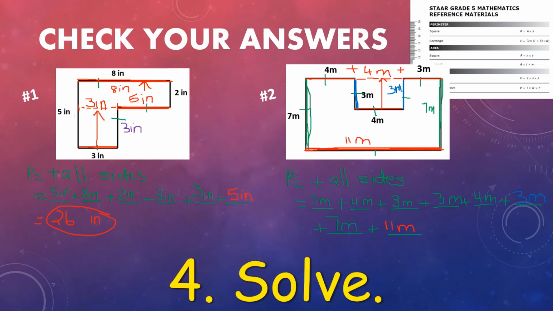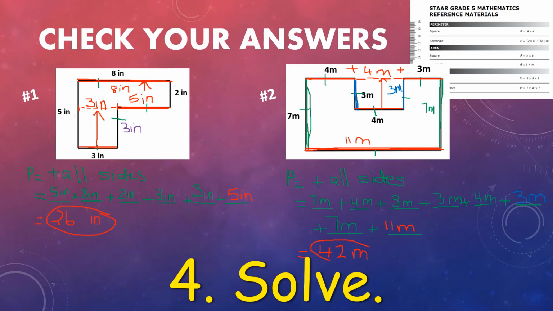So now we're ready to solve for this problem. Just add up all of these numbers, and we just know that because we're talking about perimeter and because we're adding, these units don't change. So these units will stay the same as meters. And now all you have to do is just add up all your numbers.